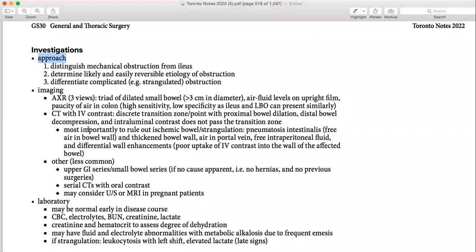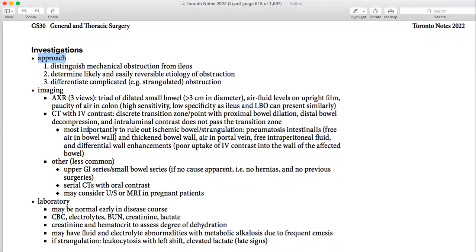Then comes CT. CT is basically discrete. Like you did an X-ray and you didn't find anything, you didn't find any of this. Let's suppose this happens. So you are going to do a CT scan. You're going to look for any transition point, any distal bowel decompression, or intestinal contrast. So what are you going to do with it, right? Here, you are not going to do a CT scan without contrast. You need to do a CT scan with contrast.